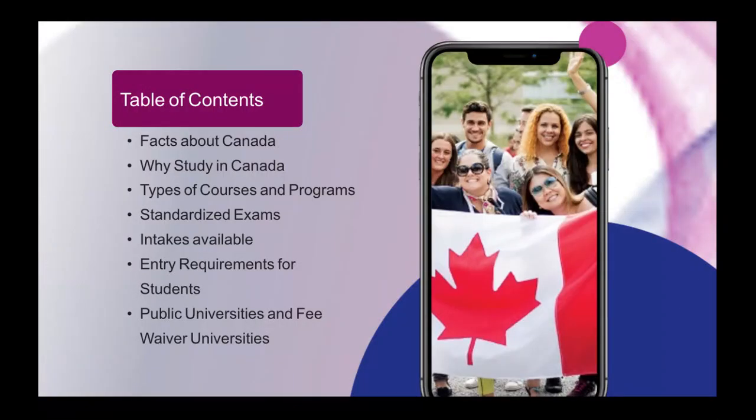So as I mentioned, today we would be discussing these points: facts about Canada, why study in Canada, types of courses and programs that we can offer to international students in Canada, standardized exams that are required before a student applies, intakes availability, entry requirements for students, and public universities and fee waiver institutions. For a glance, for you all to be familiar with the names.